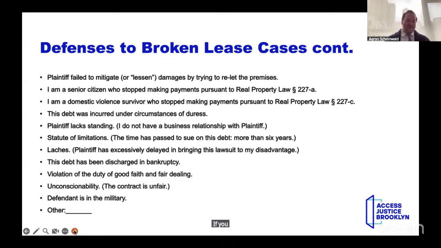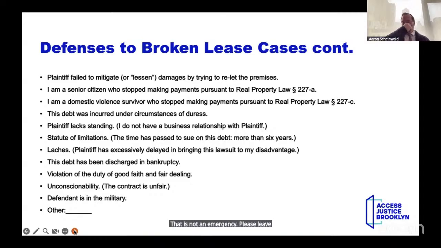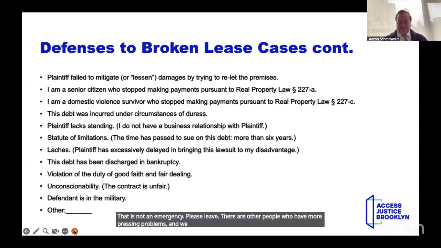If you went to HRA and said, I need a one-shot deal, they would say, what is it for? And you would say it's for rent arrears for an apartment I am no longer in. Not to say what HRA is going to say in every single case, but they're most likely going to be told that is not an emergency, please leave. There are other people who have more pressing problems, and we're going to be helping those people and not you. But that creates obviously a problem for settling these cases. And so that situation is a real issue relative to situations that might exist in landlord-tenant court.